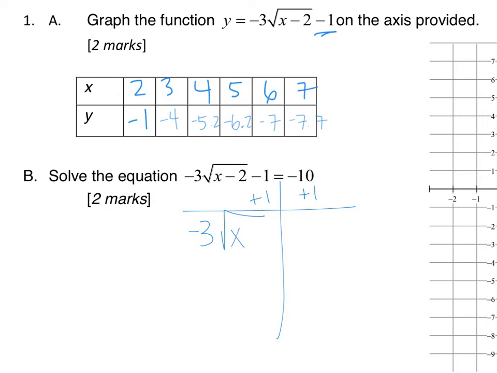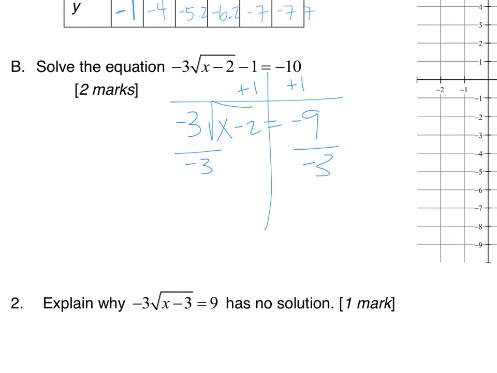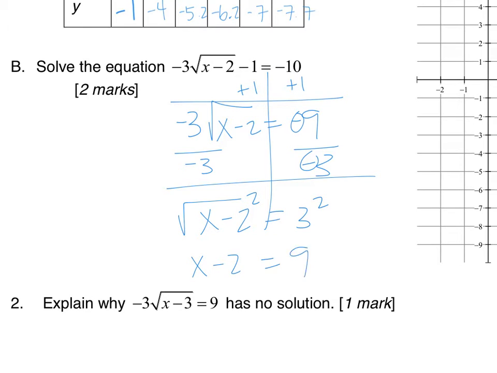-3 square root x minus 2, and then now we've got -9. Divide out that -3, and square root of x minus 2 equals positive 3, because a negative divided by negative becomes a positive. Square both sides. X minus 2 equals 9, and then we get x equals 11, because we add that 2 over.